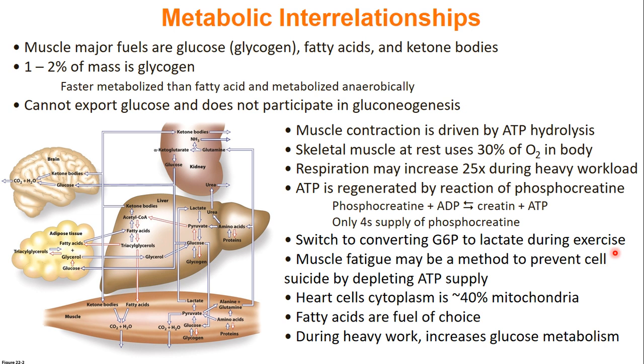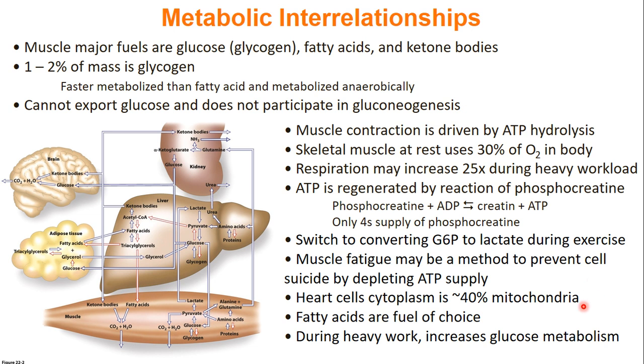After you use your phosphocreatine, you're going to start breaking down G6P to lactate during exercise. The idea is that your muscles will get tired, and evolutionarily speaking, it's thought that your muscles tire out so you don't use all your ATP. Because if you use all your ATP, your muscles can't function as cells, and then they will die. You don't want your muscles to die just because you're working out hard.